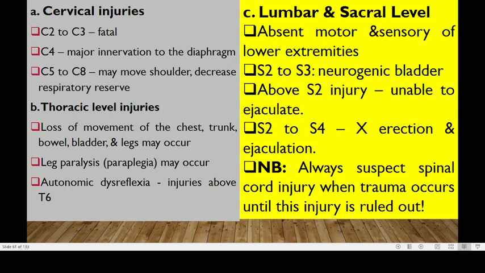Lumbar and sacral region, we could have absent motor and sensory function of the lower extremities. S1 to S3, the patient could have neurogenic bladder problems. Above S2 the patient could be unable to ejaculate, while S2 to S4 we could have problems with erections and ejaculation. So you have to always suspect spinal cord injury when trauma occurs until it is ruled out.